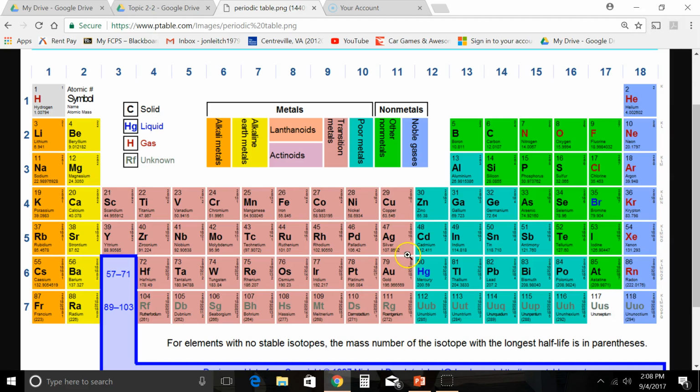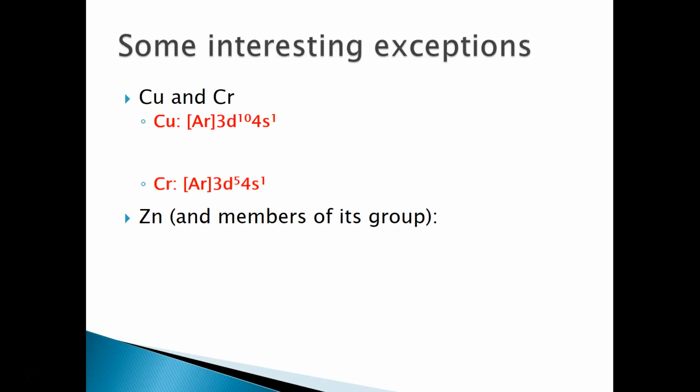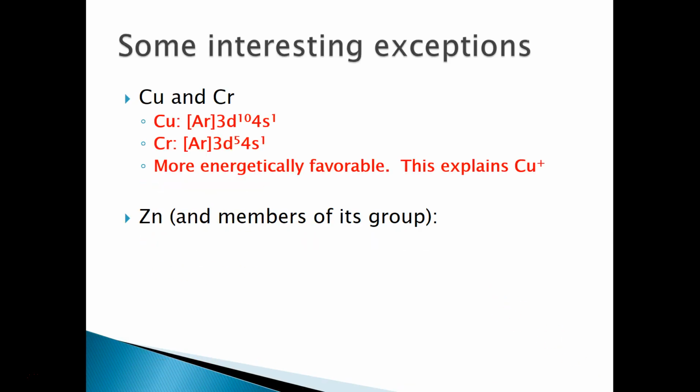So if we look at our periodic table, we'll see that copper is in the 9th spot in the 3d. So we would expect its electron configuration to be 4s2 3d9. But instead, it is not. The reason is because it is a more stable configuration for copper to have a full D sublevel and a half-filled S sublevel than it is to have a partially filled D sublevel. And that actually explains the presence of the copper 1 ion, because copper can simply lose that 1 4s electron and then have a full stable 3d.